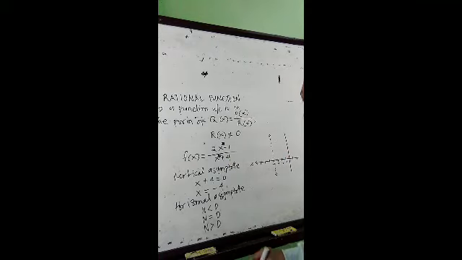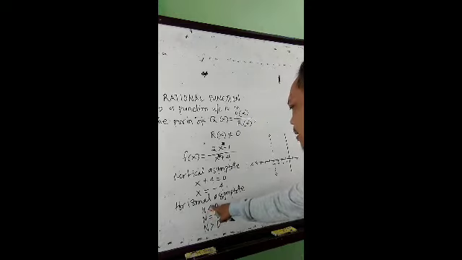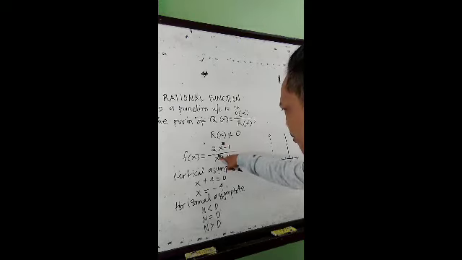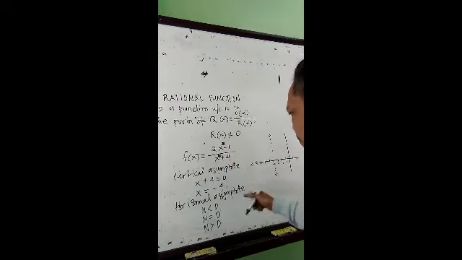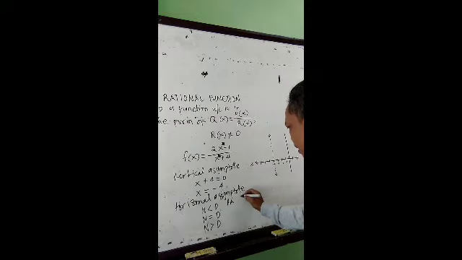Now, in this case, if n is less than d, if the exponent in the numerator is smaller than the exponent in the denominator, your horizontal asymptote is located on the x-axis, or where y is equal to 0, right?